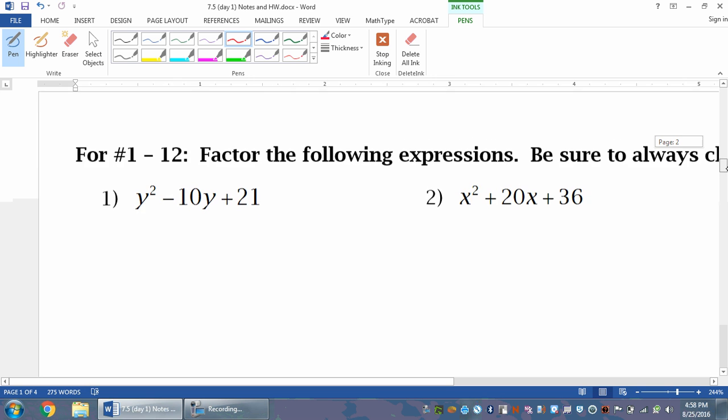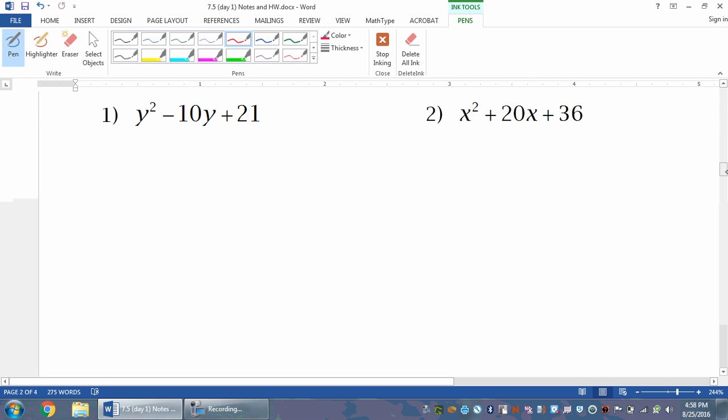All right, let's go ahead and do some examples. Let's go through number 1. Again, no matter what, you always check to see if you can factor out a GCF. In 1, I don't see anything that I could factor out. I'm going to go ahead and get started. What two terms multiply to get y squared? y and y. Again, I'm going to write down everything that multiplies to 21.